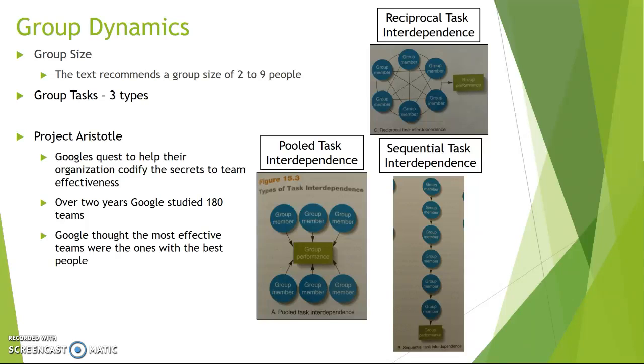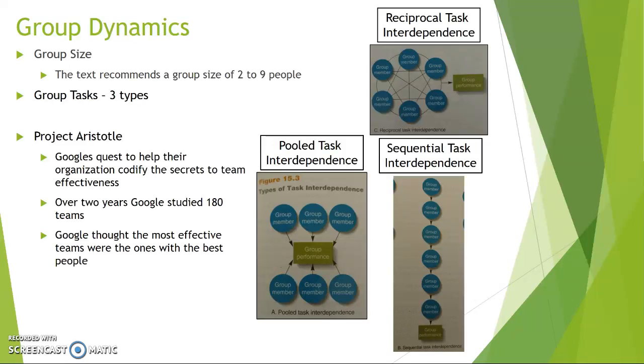Pool task interdependence is the individual member's contribution to a group's performance. Sequential task interdependence is when the group members must perform their task in a specific order. Reciprocal task interdependence is when each group member must work intensely with each other so the group can achieve their goal. The 3 distinct task interdependences describe how a group member's work affects the group's performance or another group member's work.